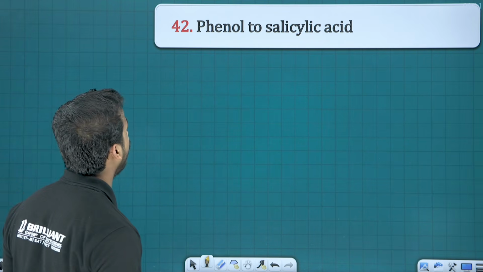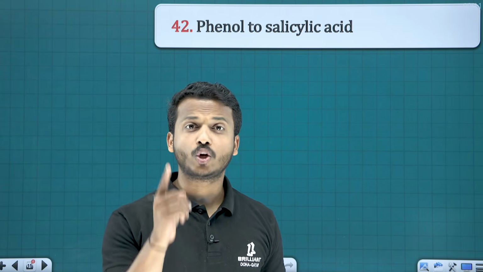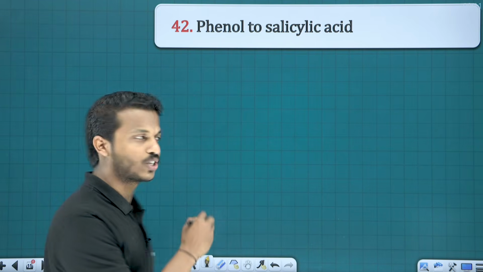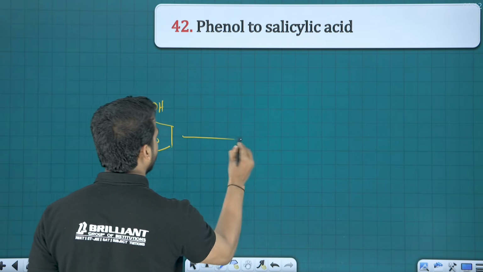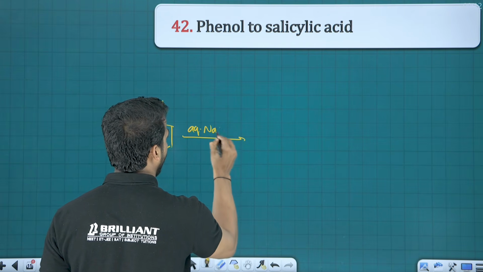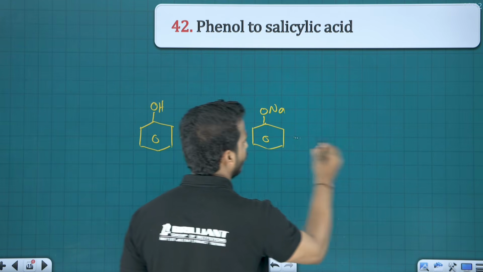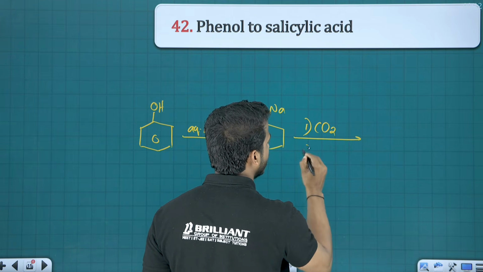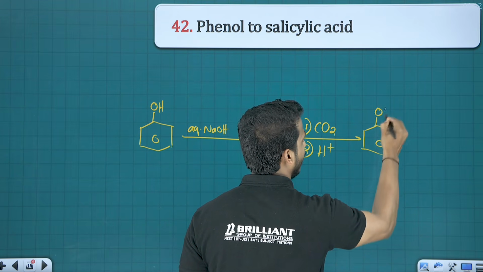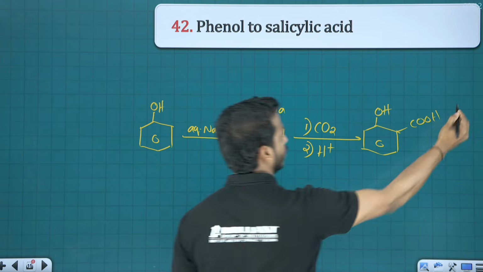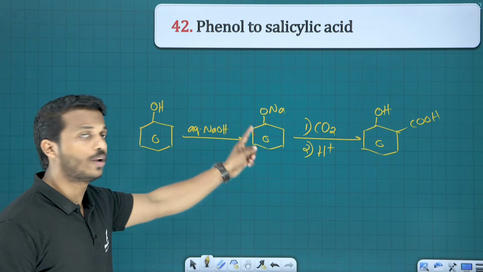Next one, phenol to salicylic acid. I hope you get the reaction immediately. Phenol to salicylic acid is called Kolbe's reaction. What is Kolbe's reaction, my dear? Take phenol first. Phenol is first treated with aqueous NaOH. It becomes sodium phenoxide, ONa. Then we first treat with carbon dioxide, second treated with the acid. We get salicylic acid. What is salicylic acid? OH and COOH. Right. This reaction is what you call Kolbe's reaction. Phenol to sodium phenoxide, then to salicylic acid.